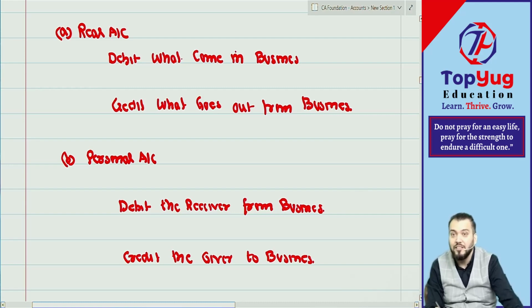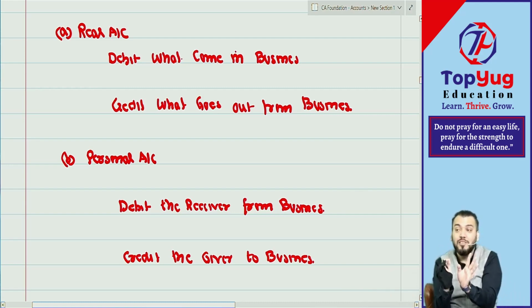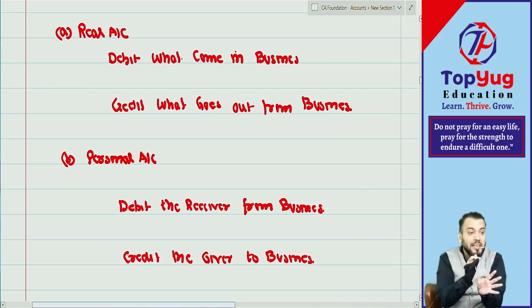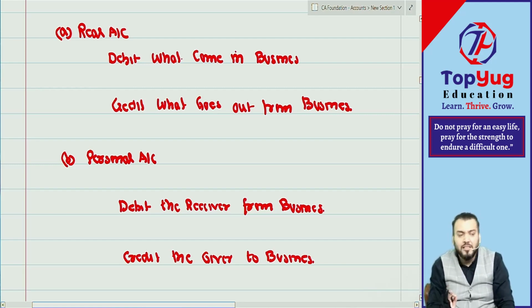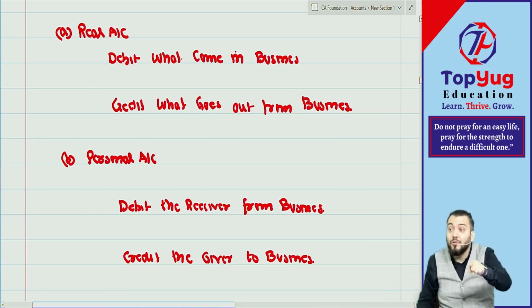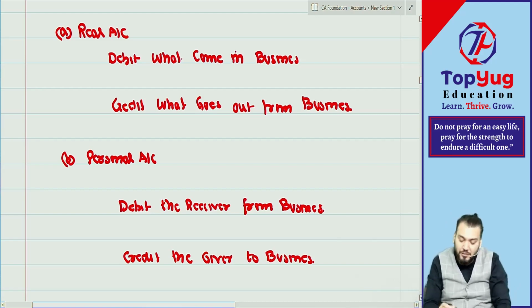Are you getting what I am saying? It represents some person who can be a receiver or who can be a giver. Suppose you are paying cash to Mr. Ram, Mr. Ram, the owner, in our example. Suppose you are paying cash to Mr. Rakesh. So is Rakesh receiving or giving? Receiving. So Rakesh account will be debited. Simple. We need to find out who is receiving from business, who is giving to business. So the receiver will be debited, the giver will be credited.